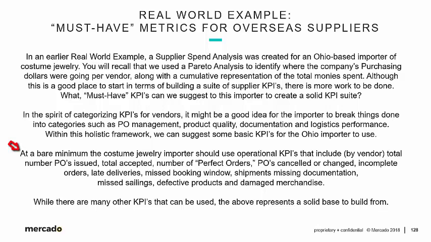At a bare minimum, the costume jewelry importer should use operational KPIs that include, by vendor, total number of POs issued, total accepted, number of perfect orders. These are KPIs we talked about before. POs canceled or changed, incomplete orders, late deliveries, missed booking window, shipments missing documentation, which is one we haven't talked about. We'll come back to that in the future. Missed sailings, defective products, and damaged merchandise. While there are many other KPIs that can be used, the above represents a solid base from which to build.